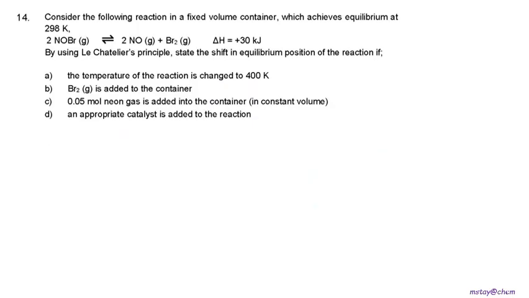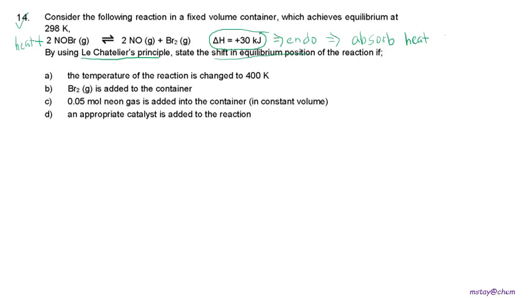Let's proceed with tutorial question 14. Consider the following reaction. Based on this question, positive 30 kJ means endothermic. An endothermic process is a process where the system absorbs heat from the surroundings. So when the system absorbs heat from the surroundings, this heat will act as a reactant. Now, by using Le Chatelier's principle, state the shift in equilibrium position.